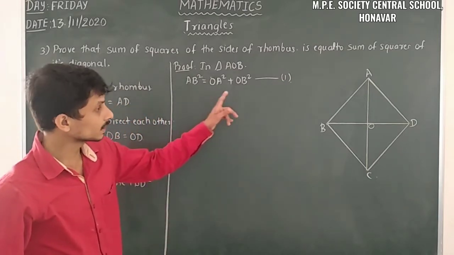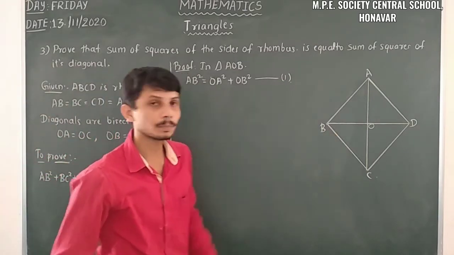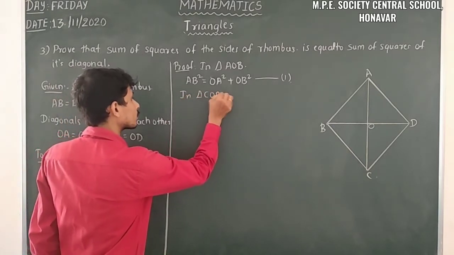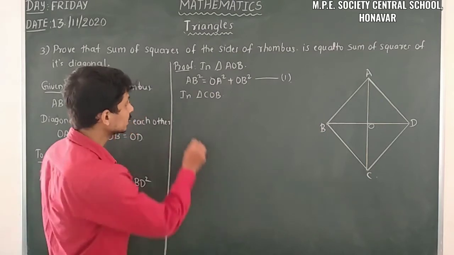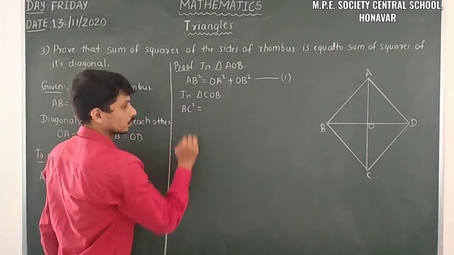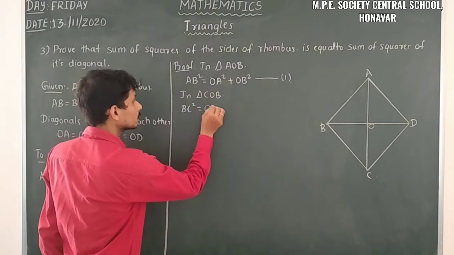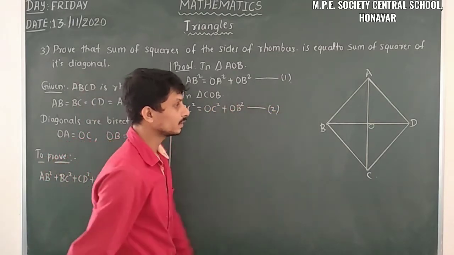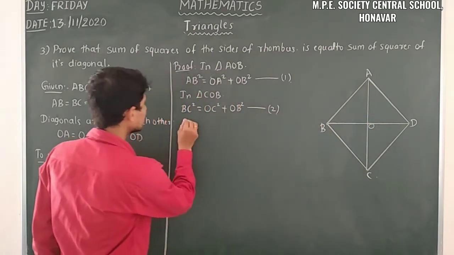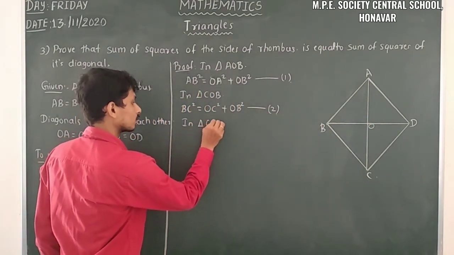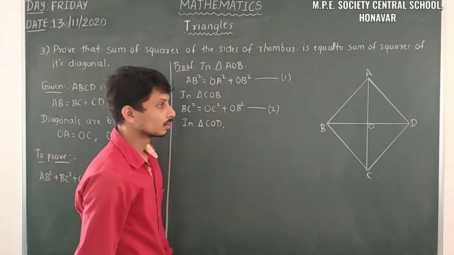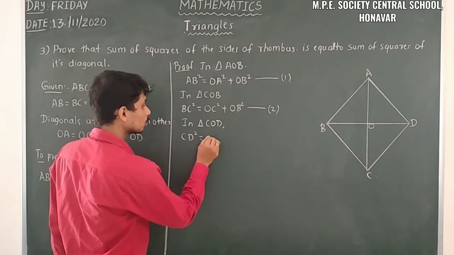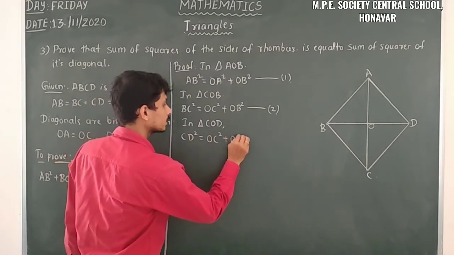Then let us take the second one, COB. In triangle COB, that is BC square is equal to OC square plus OB square. Equation number 2. Then take COD. In triangle COD, CD square is equal to OC square plus OD square.